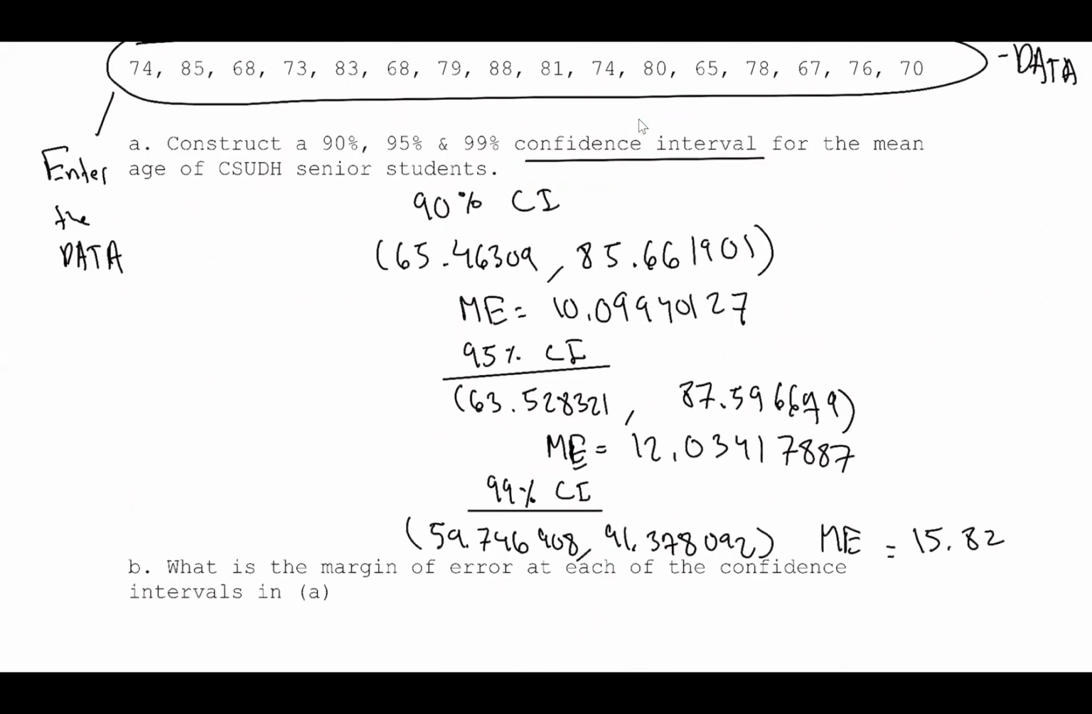All right, so that's what I wrote. So if you look right here, here you go for 90% confidence interval. Here you go for 95% confidence interval. And lastly, here's 99% confidence interval.